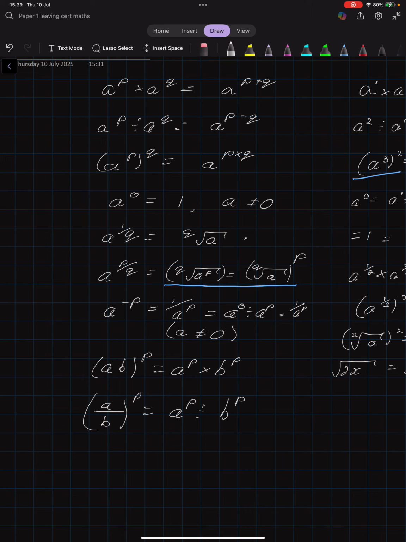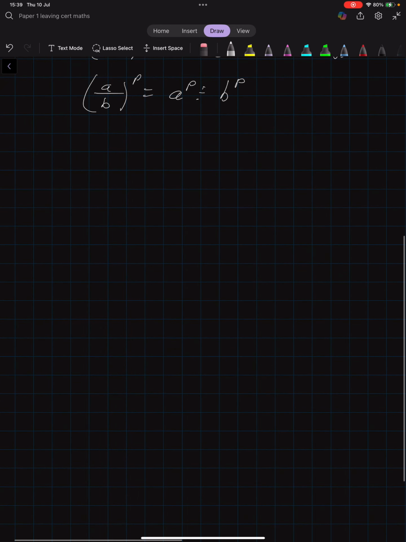I'll do a couple of examples. So it says something like this. I'm going to do a couple of easy ones and then I'll go to the hard ones. I can probably do all these parts in one line.